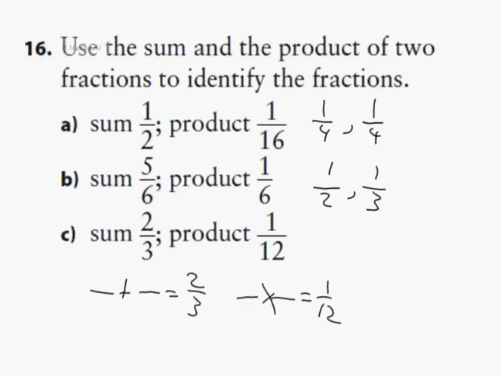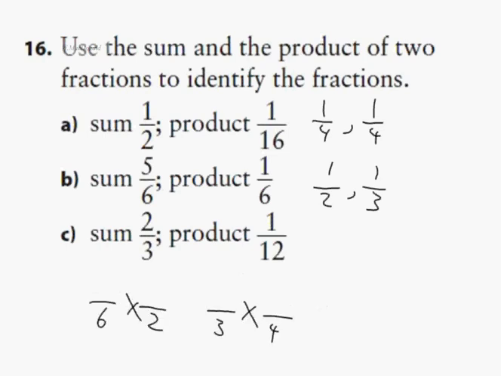What's another one we could use? What's a more likely one? Yep. 1/3 times 1/3 would not be 1/12, it would be 1/9. 1/6 times 1/6 would be 1/36. The most likely possibility is this one. Would you agree?